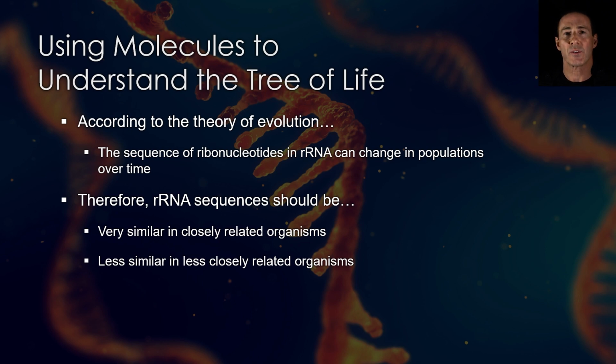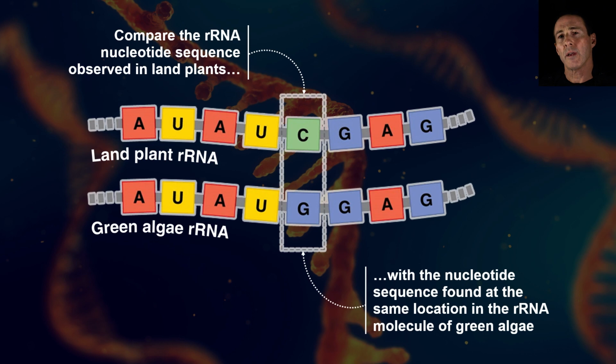Woese and his colleagues pursued their research with a simple premise: that ribosomal RNA sequences should be more similar in closely related organisms and less similar in organisms that are less closely related. Furthermore, the species that are part of the same evolutionary lineage, like the plants, should share certain changes in ribosomal RNA that no other species have. And it turns out that they do.